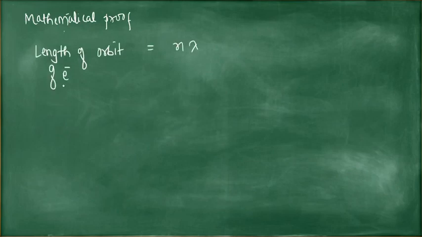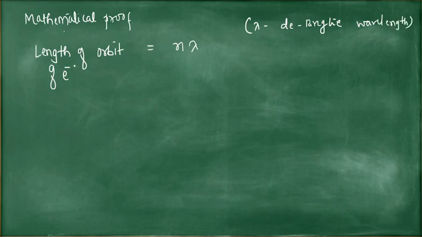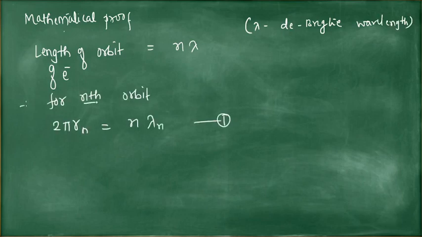Length of orbit of electron is n lambda, where lambda is the de Broglie wavelength. And this can be written as length of orbit as circumference. So for nth orbit you can write 2 pi Rn equal to n lambda n.